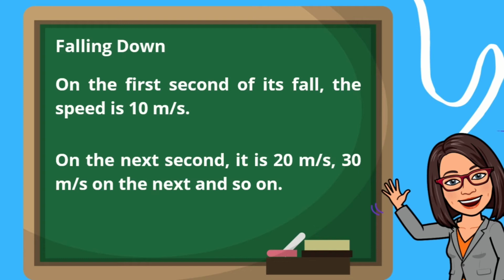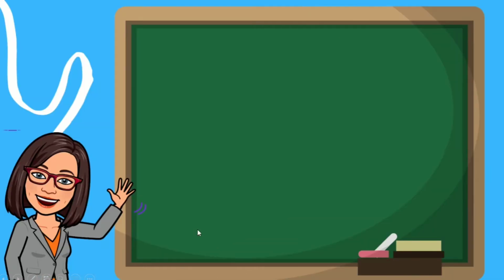So, balikan natin. Pag walang air resistance at gravity lang ang nag-a-act dun sa bumabagsak na object, sa unang segundo ng pagbagsak, ang bilis niya ay 10 metro kada segundo, 10 meter per second. Sa pangalawang segundo, yung 10 magiging 20 meter per second. On the third second of its fall, magiging 30 meter per second, and so on. Bakit kaya ganon?